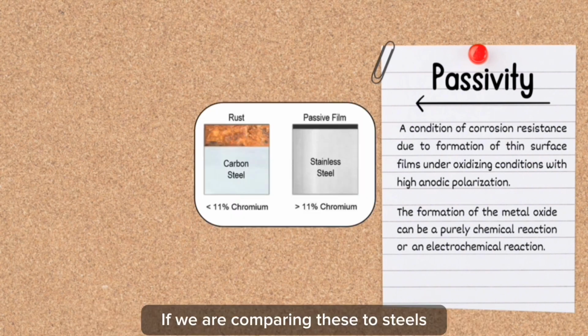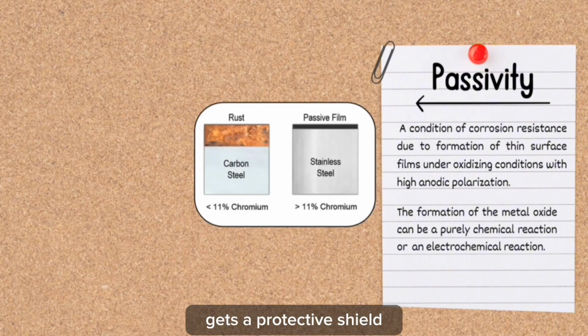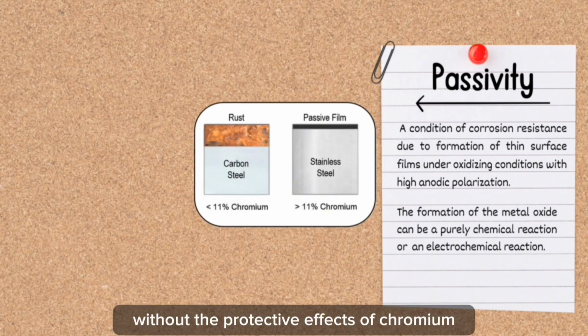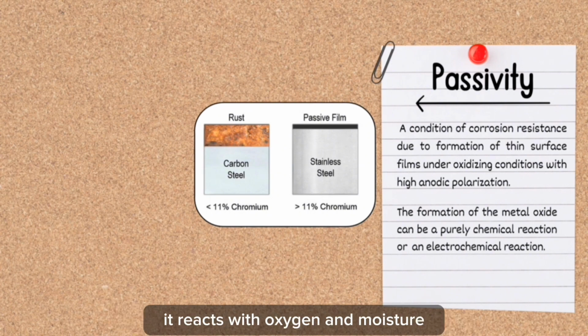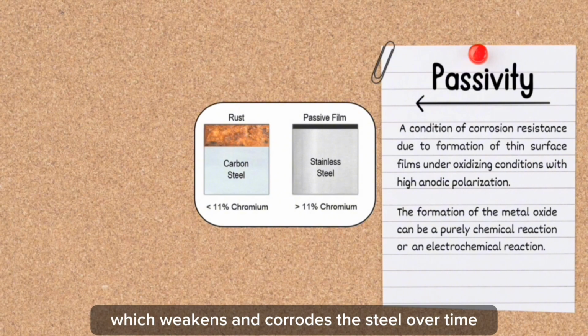If we are comparing these to steels, we can find the difference that stainless steel gets a protective shield, which is the passive film from the chromium it contains, making it resistant to corrosion, while carbon steel, without the protective effects of chromium, reacts with oxygen and moisture, forming rust, which weakens and corrodes the steel over time.